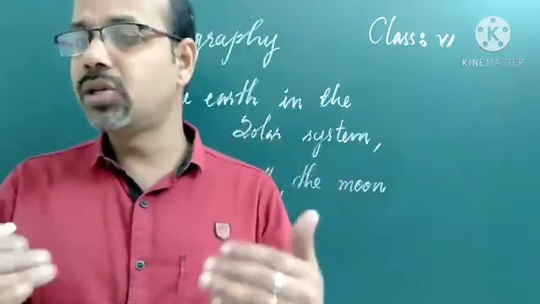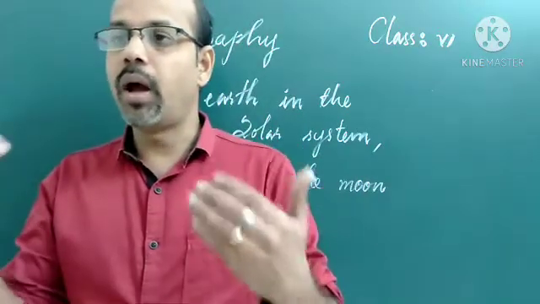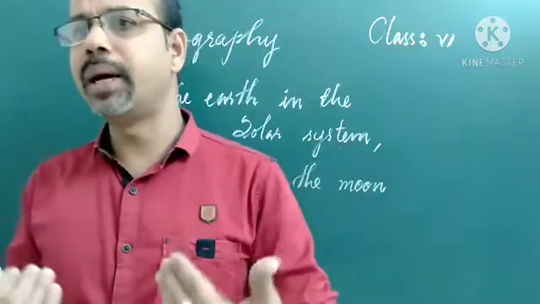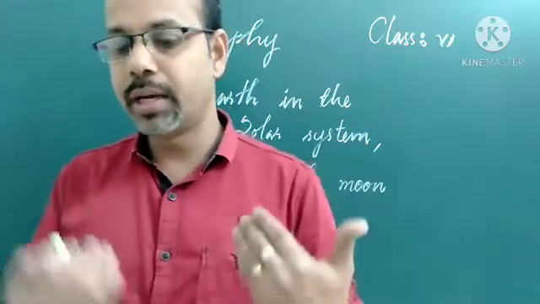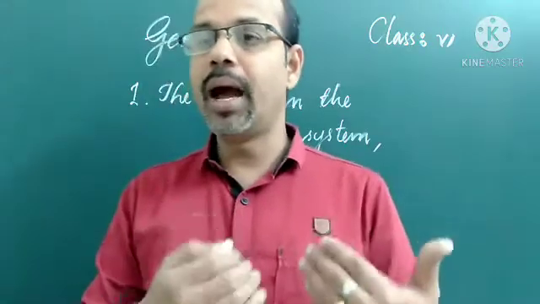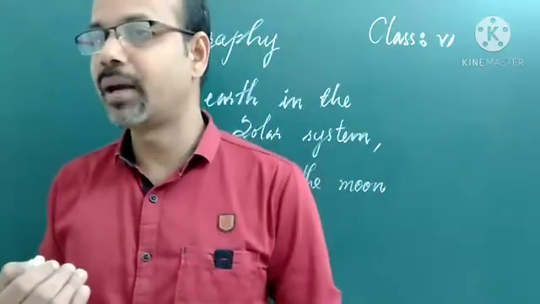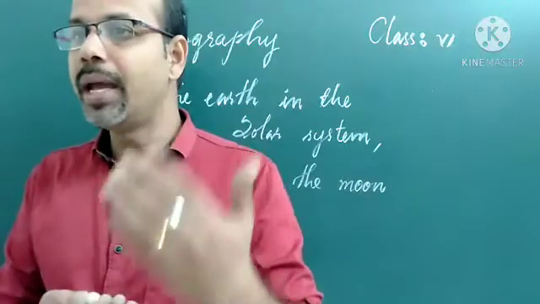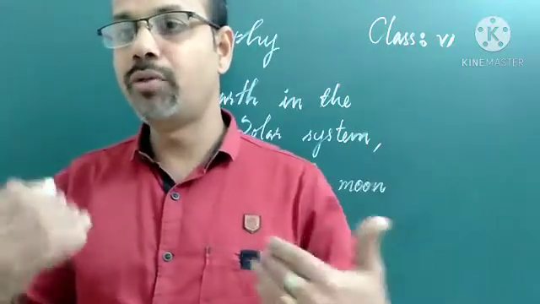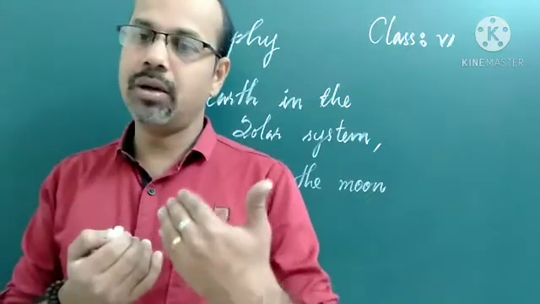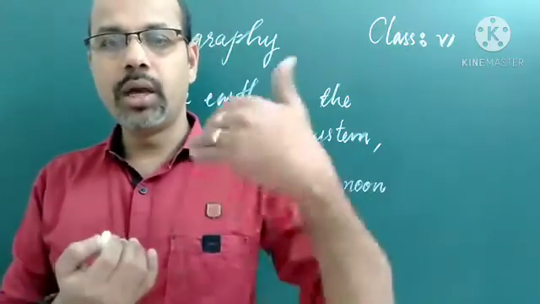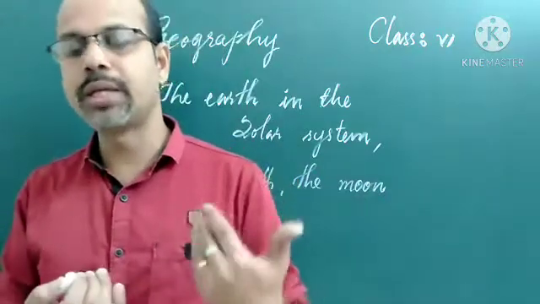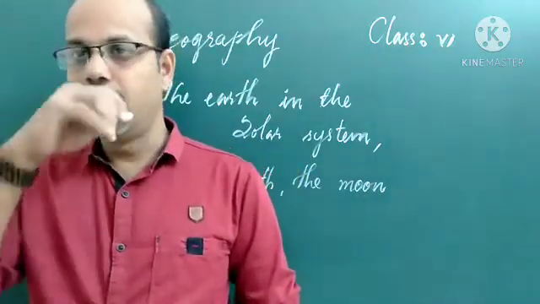Now, light travels at a speed of about how many kilometers? 3 lakh kilometers per second. You have studied in science that light travels at 3 lakh kilometers per second. Even at this speed, the light of the Sun takes about 8 minutes to reach the Earth. We have studied that the Sun is 150 million kilometers from the Earth, so it takes about 8 minutes for the sunlight to reach the Earth.